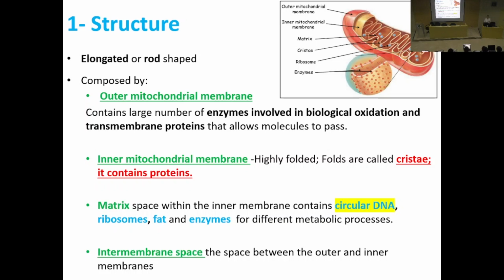So from where do we inherit mitochondrial DNA? From the mother or from the father? From the mother. All your mitochondrial DNA, you got from your mother, not your father. It's not half and half. So this DNA is located inside the matrix.